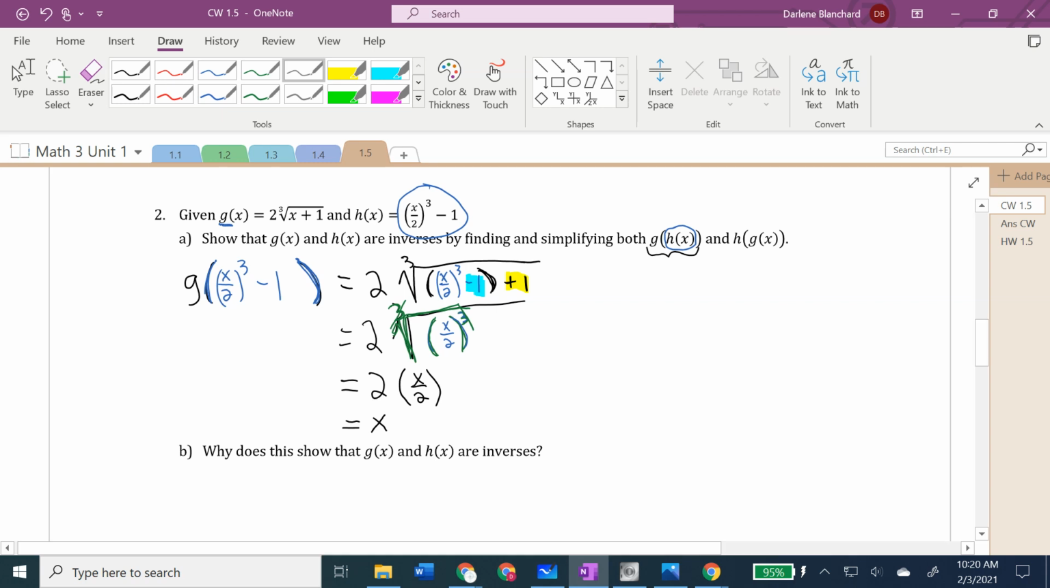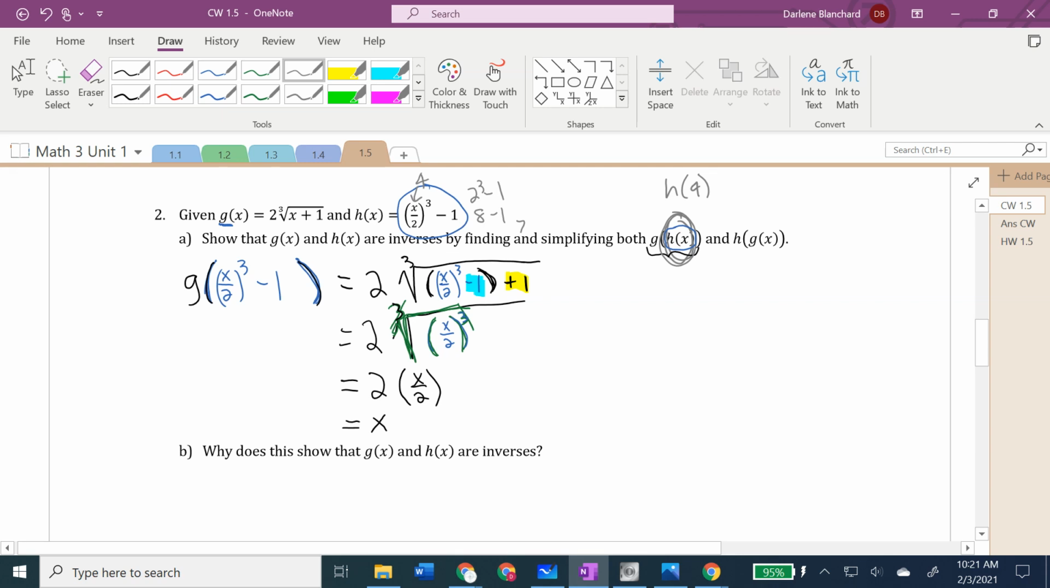If I take 4 and I put it into the h function, and by the way, thank you for choosing 4. That's a nicer number here. 4 is divided by 2, so it becomes 2. And then 2 cubed is 8. And then 8 minus 1 is 7. 7 comes out of my h of x.